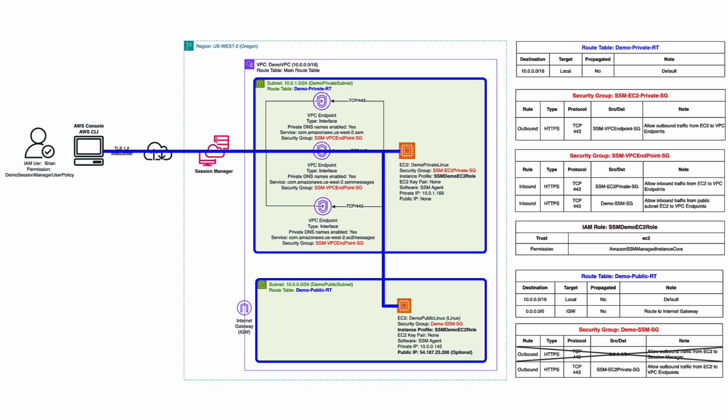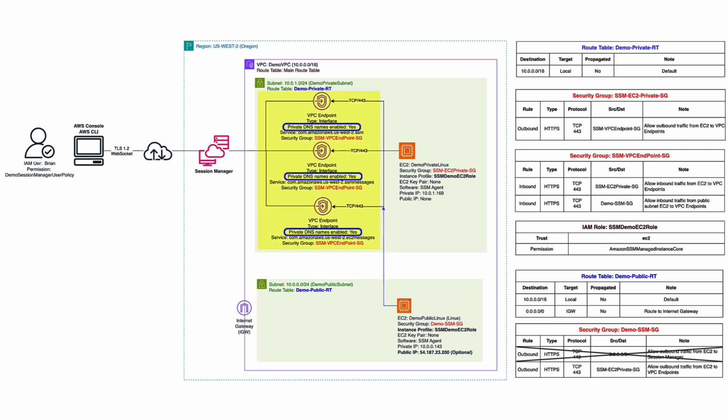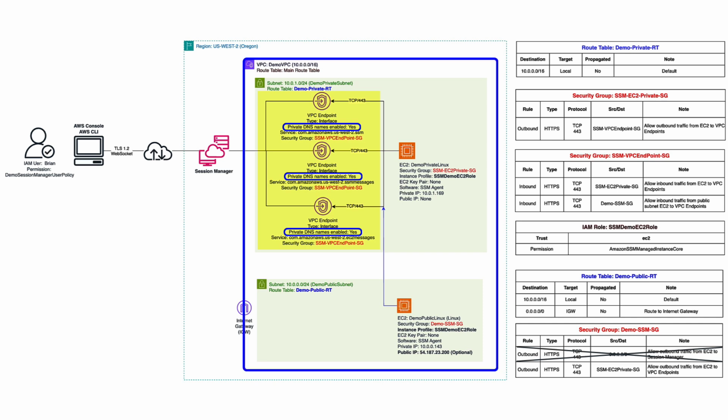So Brian is now able to successfully connect to both demo private Linux inside a private subnet and demo public Linux inside a public subnet. Just remember, when you deploy VPC endpoints for SSM with enabled DNS, it'll impact all SSM connections in your VPC, regardless of the subnets.